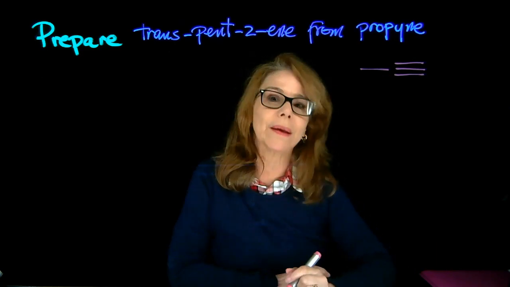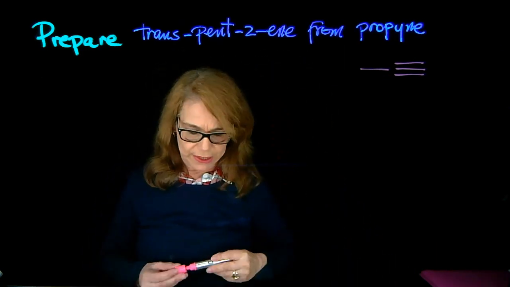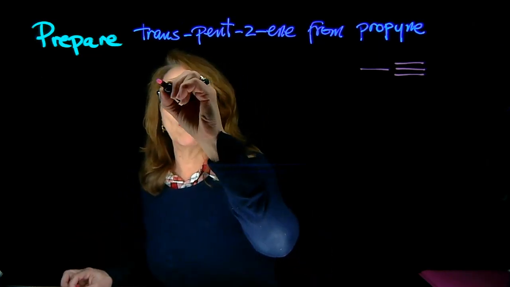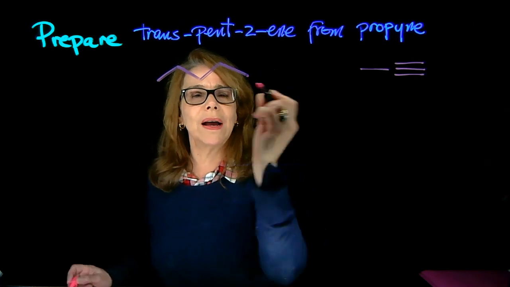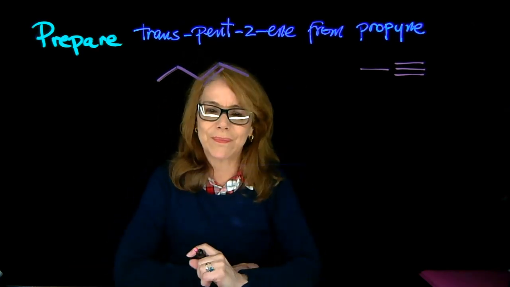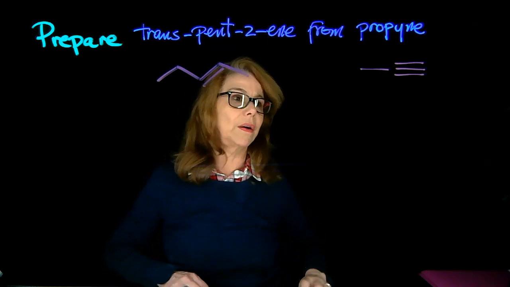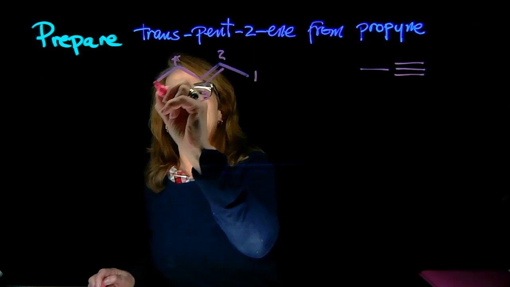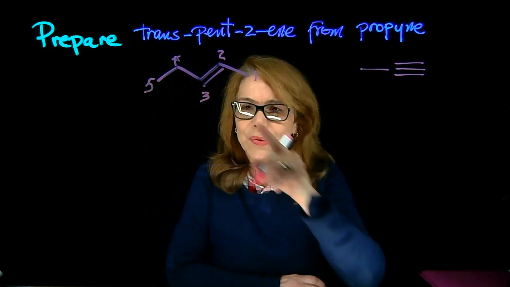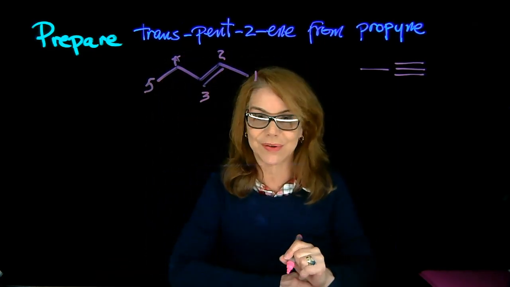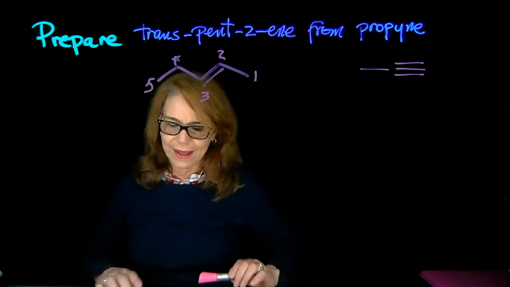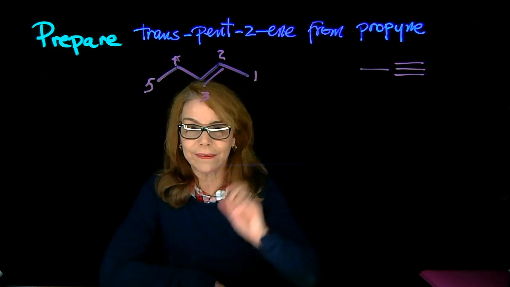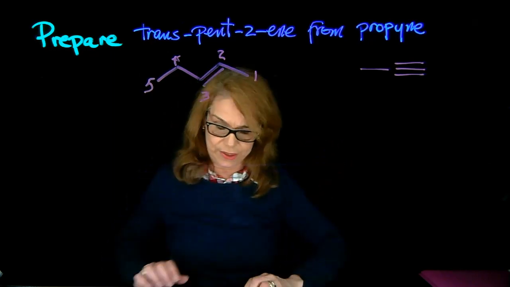That will be propyne. Then pentene, so I need to draw 5 carbons with a double bond, 1, 2, 3, 4, and 5. So here the double bond is at 2. If we number the carbons, remember we go 1, 2, 3, 4, and 5. So that's trans-2-pentene. Notice the configuration of the double bond between carbons 2 and 3. So that's that.